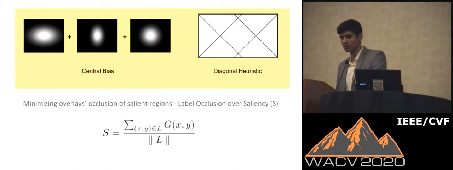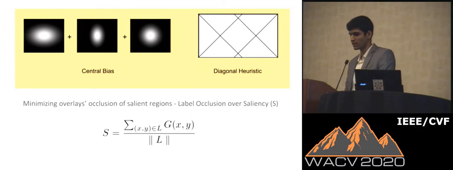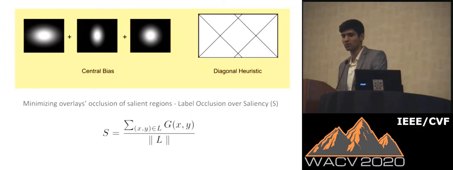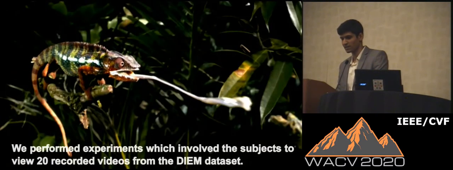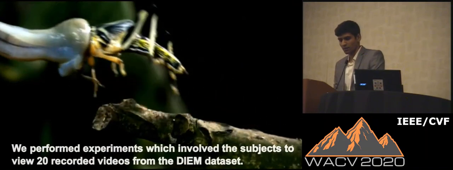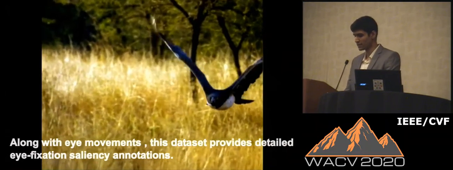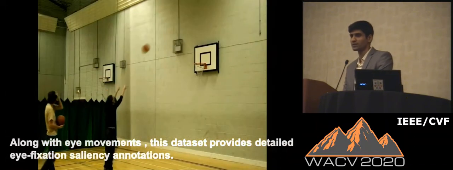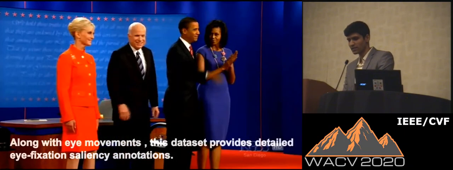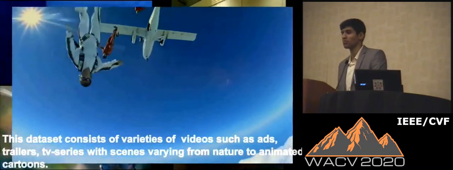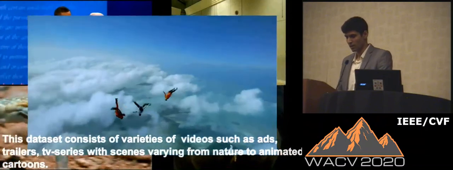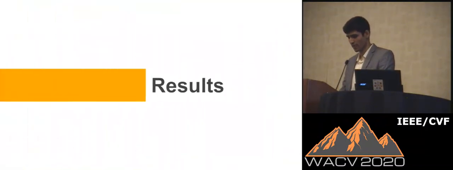Furthermore, we minimize the occlusion of salient regions occupied by the labels by reducing the label occlusion over saliency metric, which is the average saliency intensity. We majorly used the DIEM dataset, Town Hall, and other algorithm datasets for evaluating our results. The dataset contains a variety of videos ranging from TV shows, documentaries, movie clips, to pedestrians walking on the street.